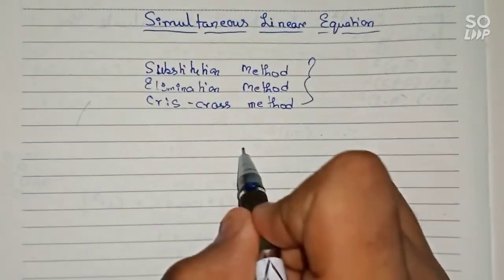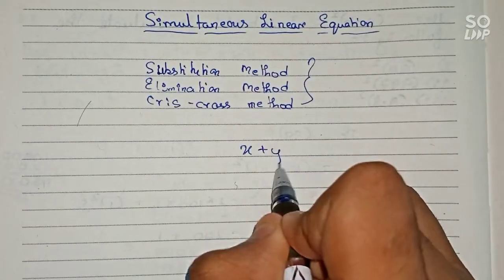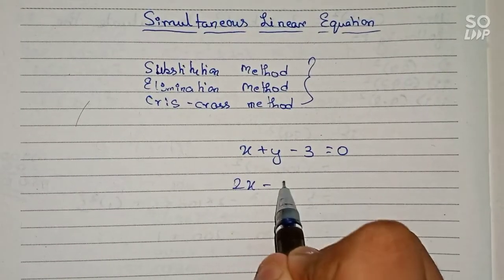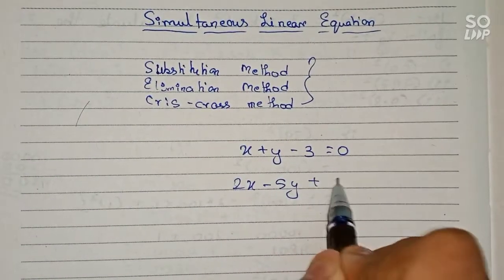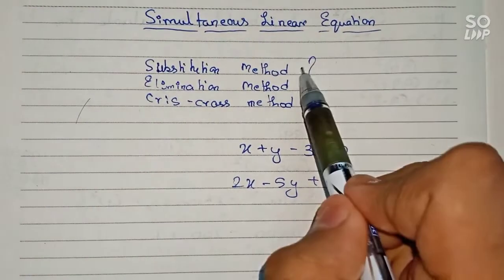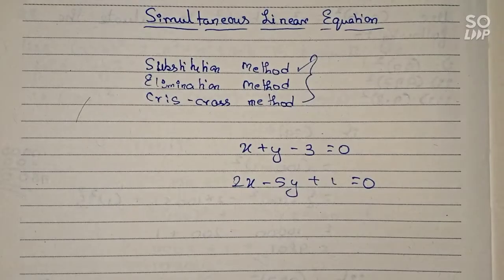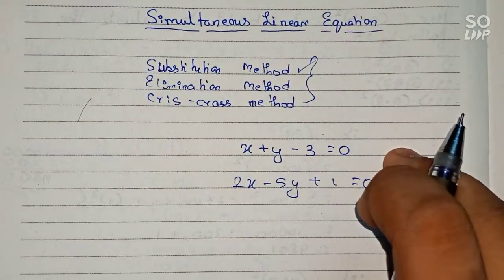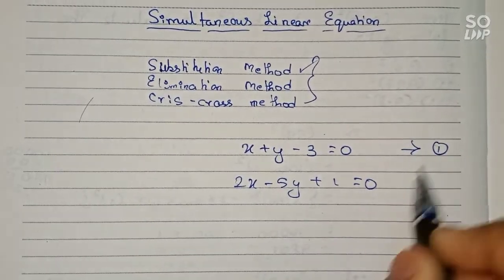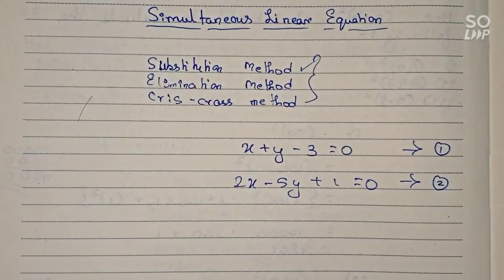Let us first take x plus y minus 3 is equal to 0 and 2x minus 5y plus 1 is equal to 0. So we take these equations, and first we will do it by the substitution method. This is our equation number 1 and this is our equation number 2. So write equation number 1 and equation number 2.